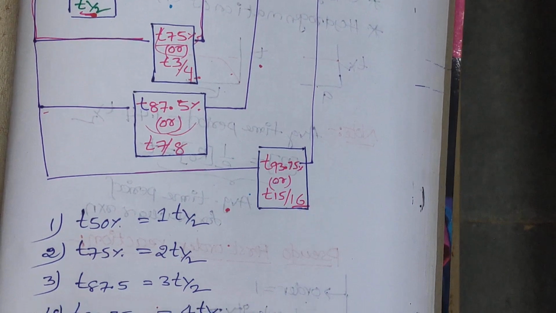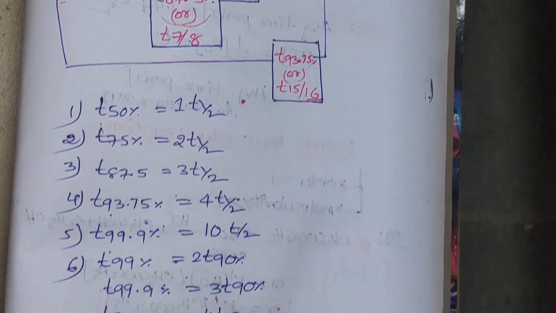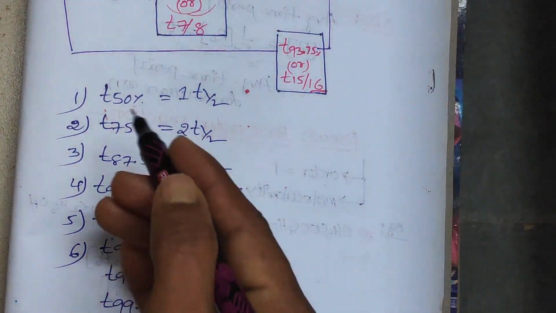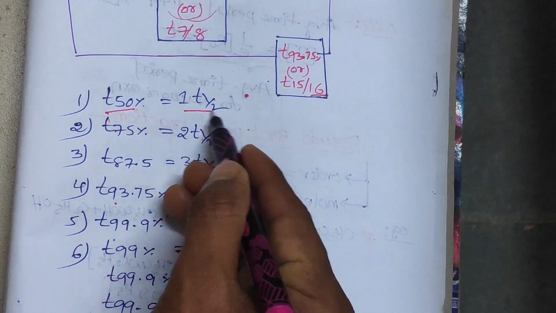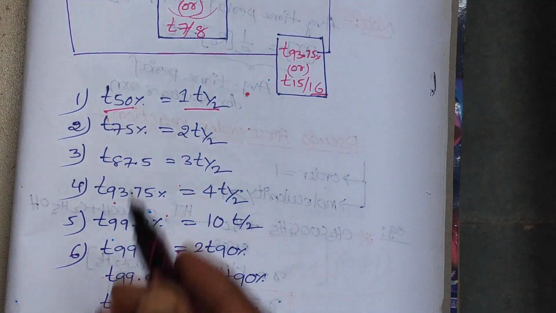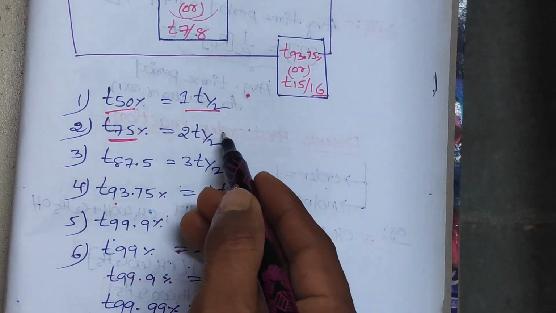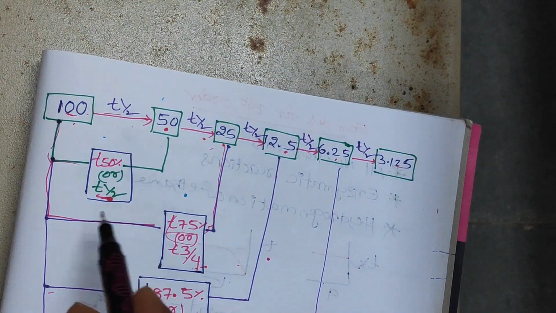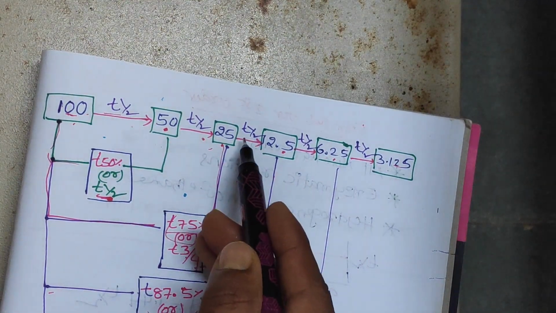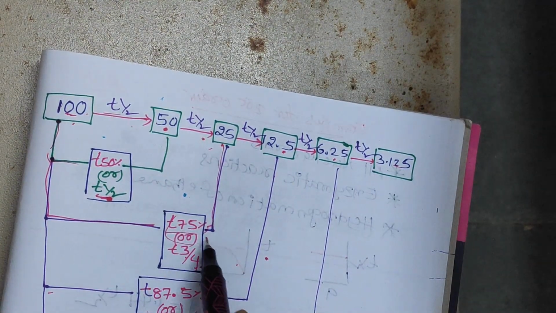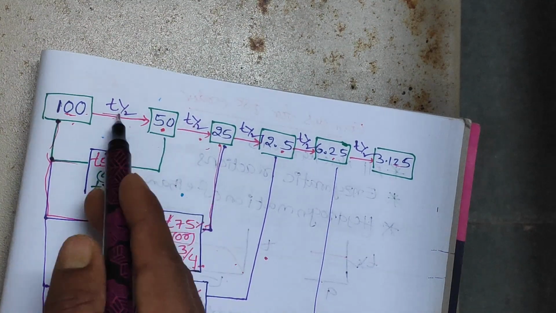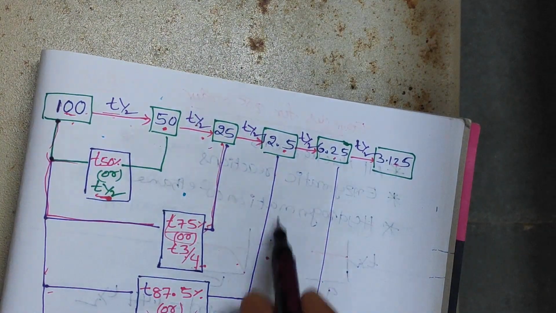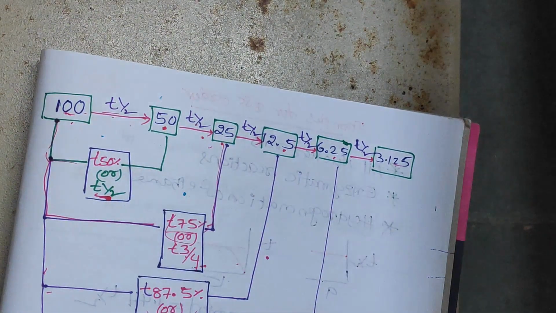So here some converting forms will be there. These are very important. T 50% means 1 into T off we can write like this. T 75% means 2 T off. Why? Because I will show you. T 75% is here. How many T here? Up to here 75% is. So how many half lives completed? 2. Coming to this one, 87.5% means how many? 3 half lives, same thing.